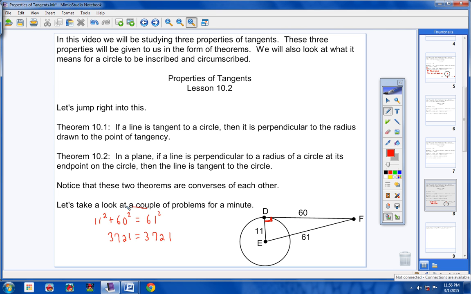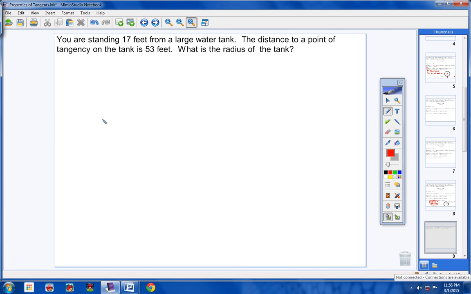How do we know for sure? By proving that we have a Pythagorean triple, thus proving that we have a right triangle. Alright, let's take a look at another problem.